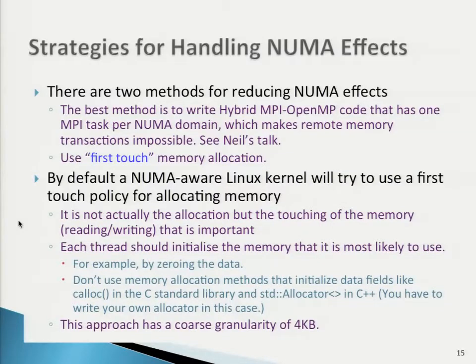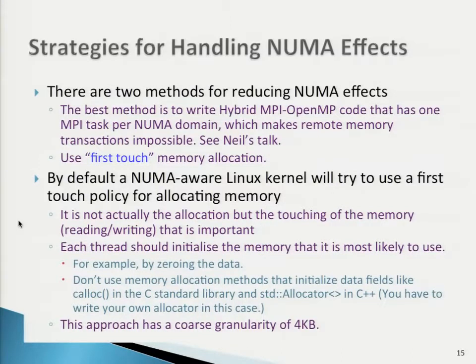On Sandy Bridge, NUMA effects are not as strong as they are on Interlagos. On Interlagos, if you start trying to communicate information between NUMA domains, it gets very slow very quickly. But Sandy Bridge is actually quite tolerant of that. But typically, you will want to just use this approach of one MPI task per NUMA domain. But if you really do want to run an OpenMP application that works across multiple NUMA domains, you can use what we call the first touch memory allocation.